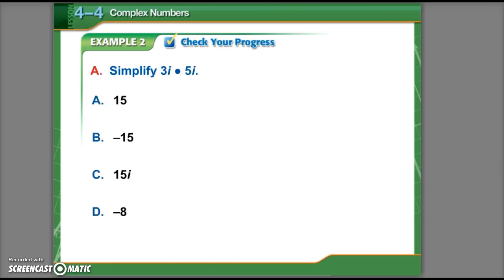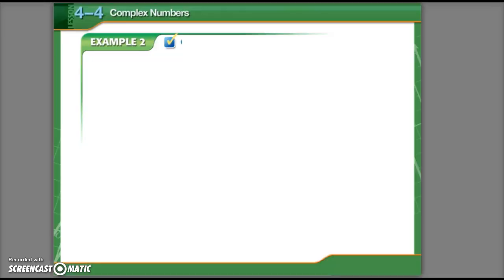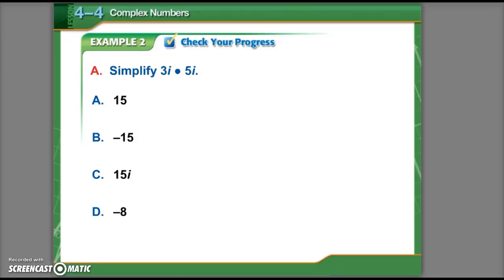Okay, here's one for you to check your progress on. You need to simplify 3i times 5i. Pause the video as long as you need, and then when you have your answer, come back and advance to the next slide. So our answer here is B, negative 15.